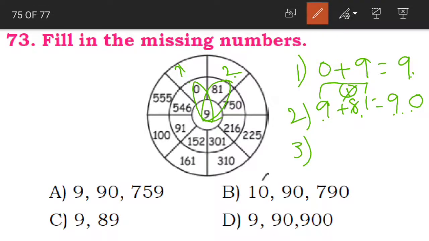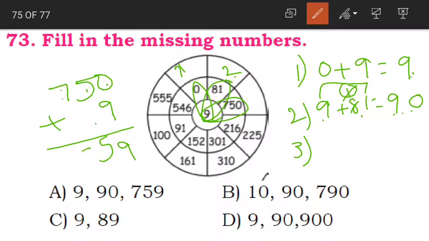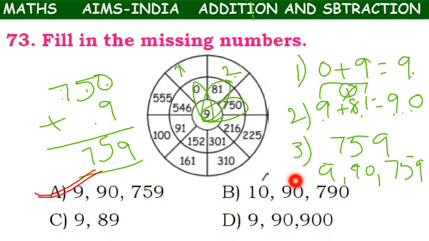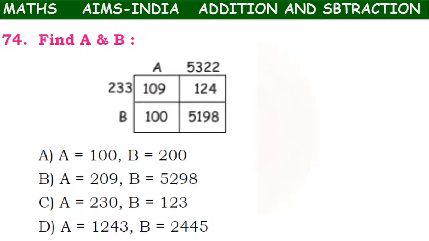Coming to the third number, 9 plus 750. Yes. 0 plus 9, 9. 5 and 7. What is our third number children? 759. Now look at the options, which is the same as this. 90 and 9 and 759. Option A, right? So option A here is our correct answer. 990 and 759 are our missing numbers.